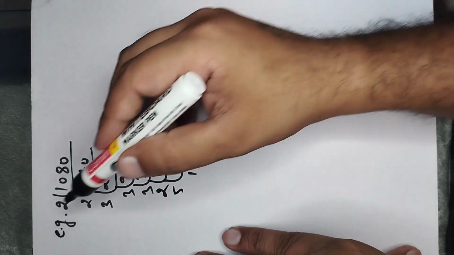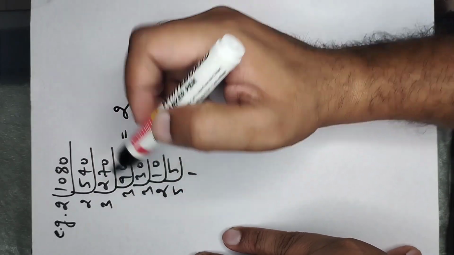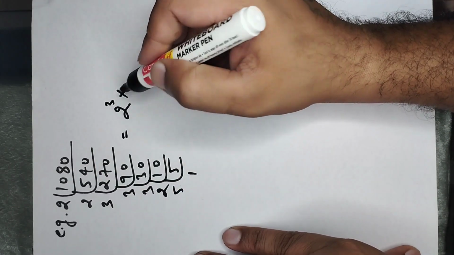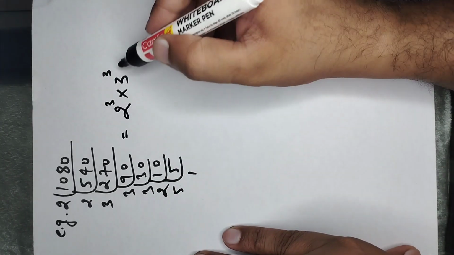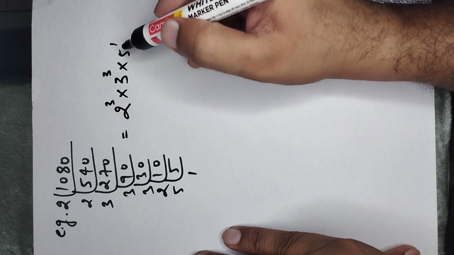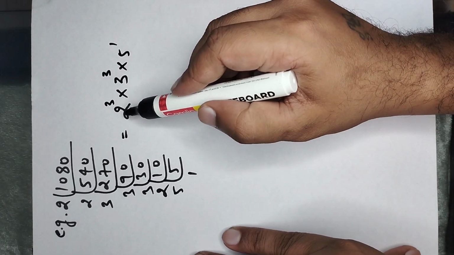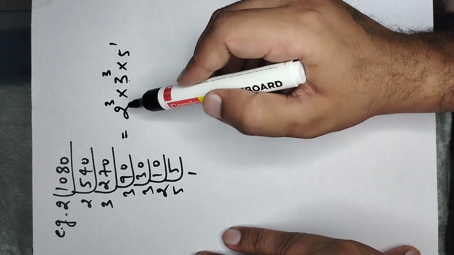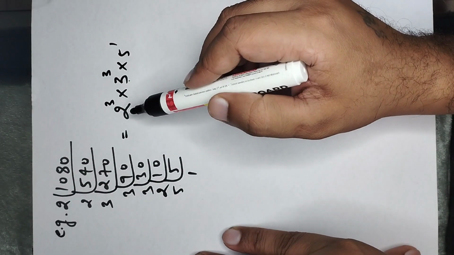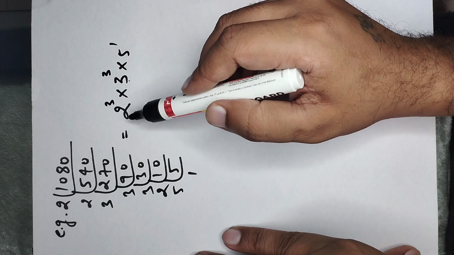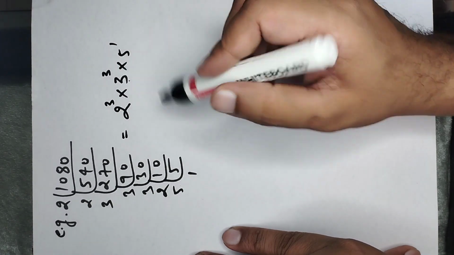So I can write this number as... 2 is appearing how many times? 2 is appearing 1, 2, 3 times, that is 2 raised to the power 3. Now 3 is appearing 3 times, that is 3 raised to the power 3, and 5 is only appearing 1 time, so 5 raised to the power 1. Now as you can see, 2, 3 and 5, all of these are prime numbers. So we can say that every number is made up of prime numbers. If you factorize it, you will always get the prime numbers.